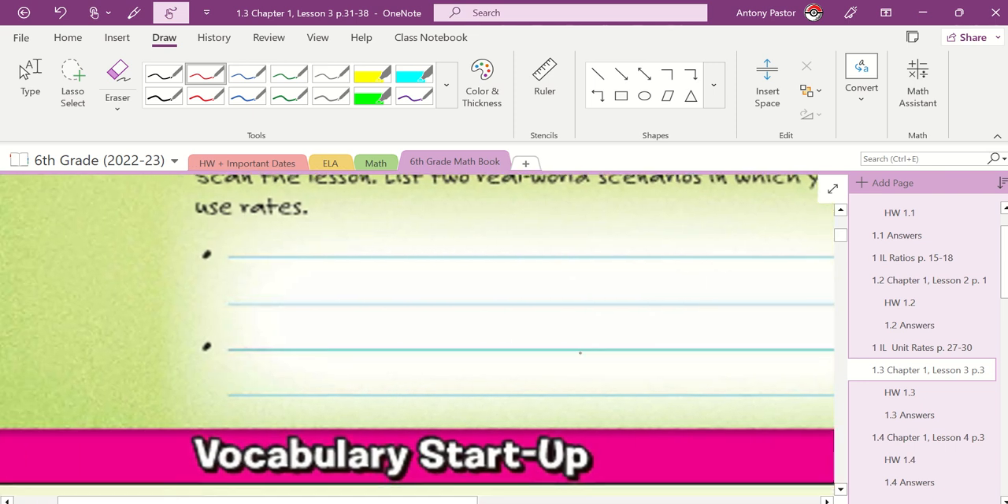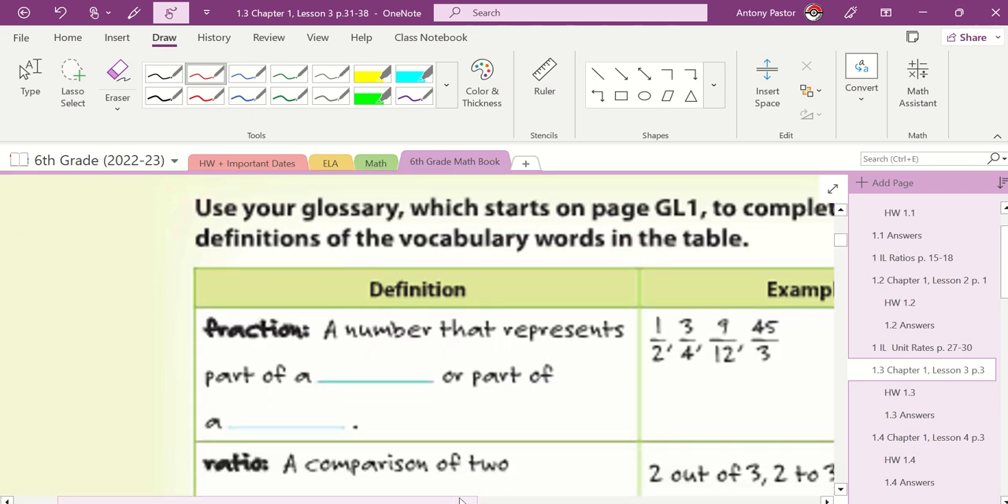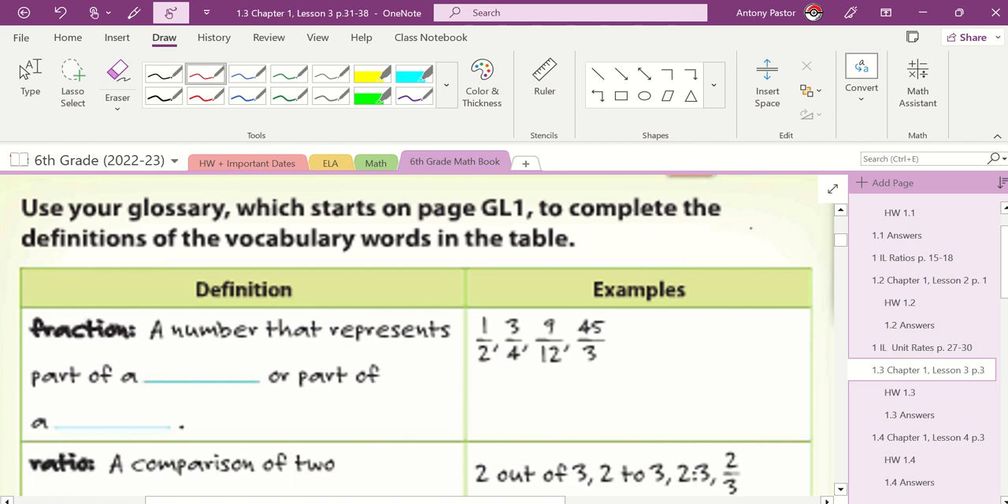Before we begin, let's make sure that we do this vocabulary startup and have this as part of our notes. If you're in my class, you can pause and write these down, or you can go on the OneNote and actually copy these down from there. So let's deal with fractions first.